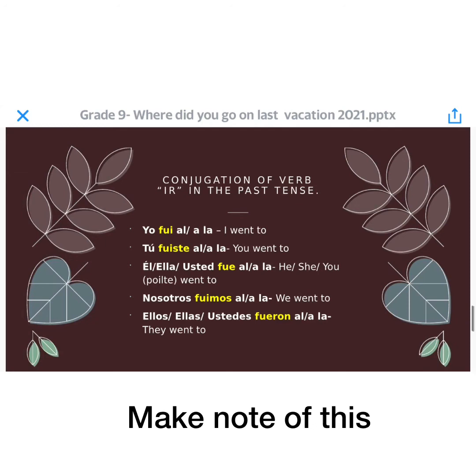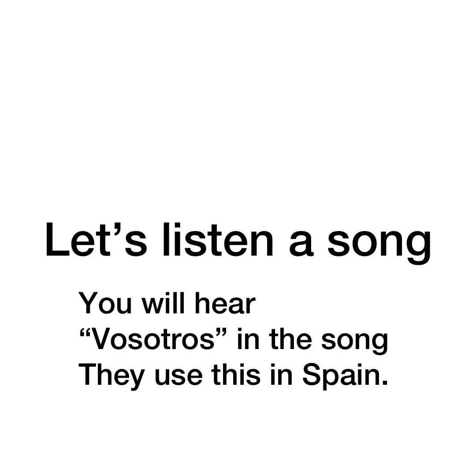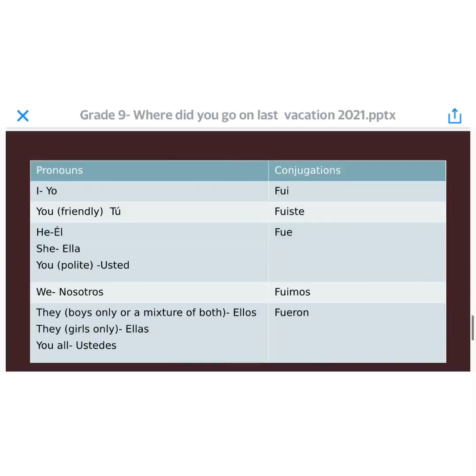And notice for each of them we still have the al versus the a la. So it doesn't matter who it is that you want to say went to the particular place. Just note that as long as the place has el, you're going to use al. And as long as the place has la, you're going to use a la. So just remember, fui, fuiste, fue, fuimos, fueron. Yo fui, tú fuiste, ella fue, nosotros fuimos y vosotros fuisteis, ellos fueron.